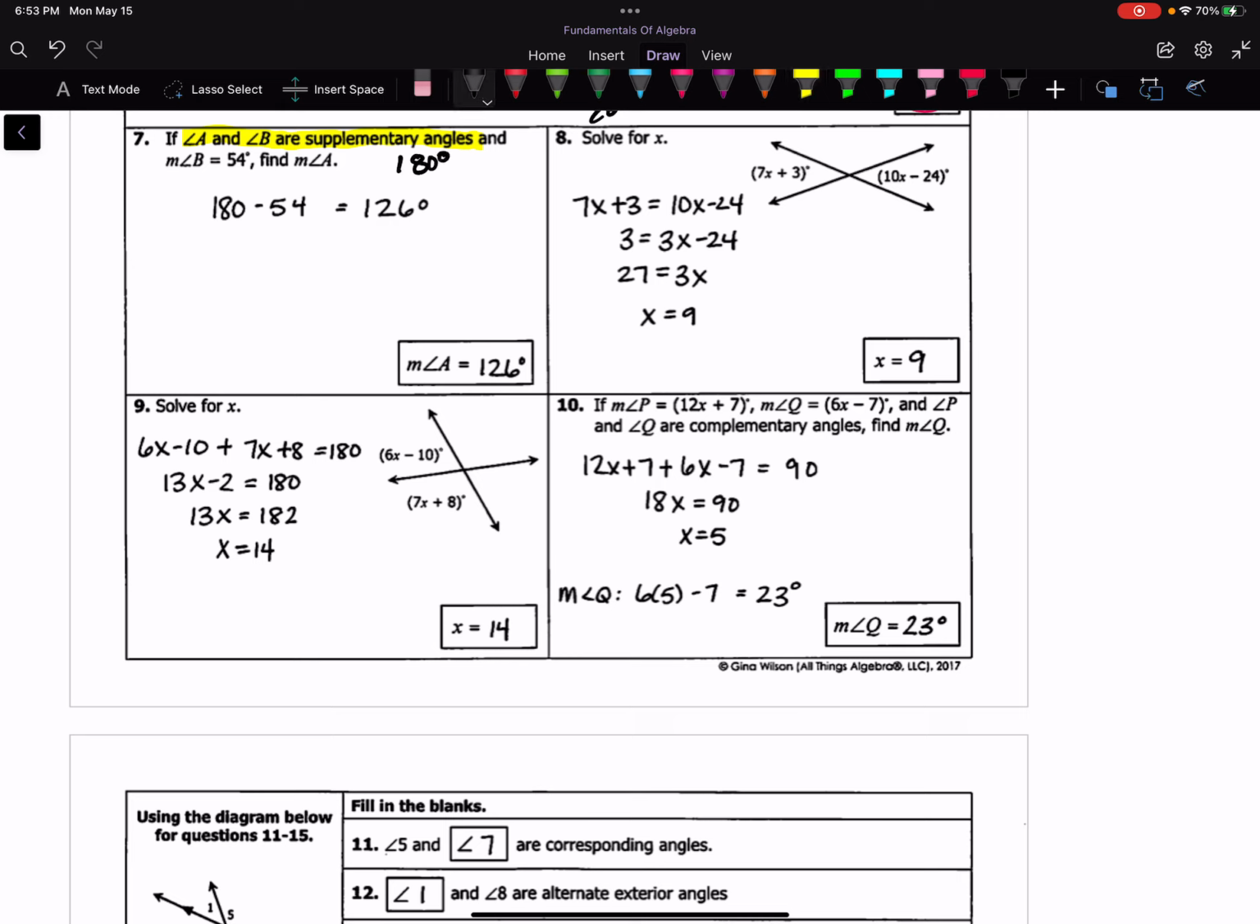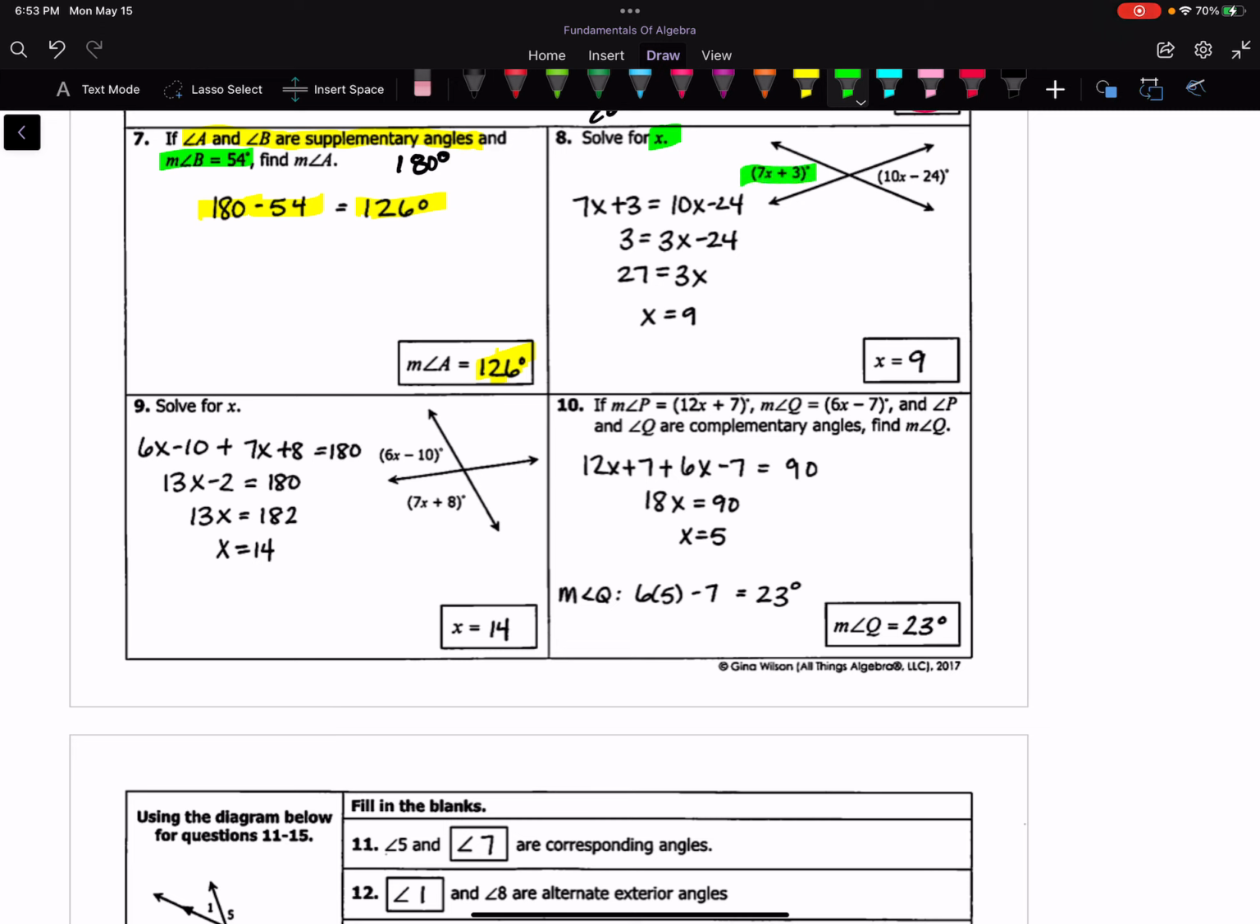180 degrees. And B is 54. We just have to do exactly what they did here. 180 for supplementary, subtract the 54, that gives us the 126 for the measure of angle A. How about this guy? Solve for X.